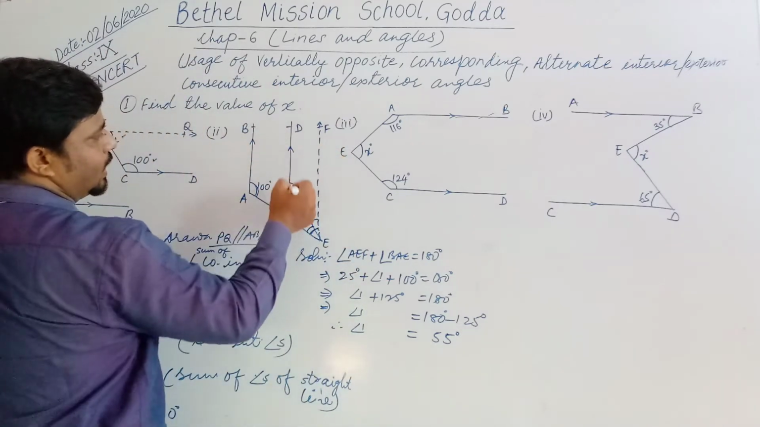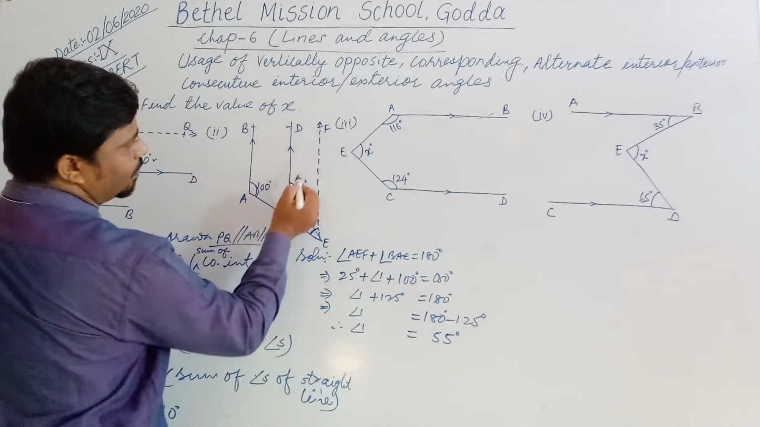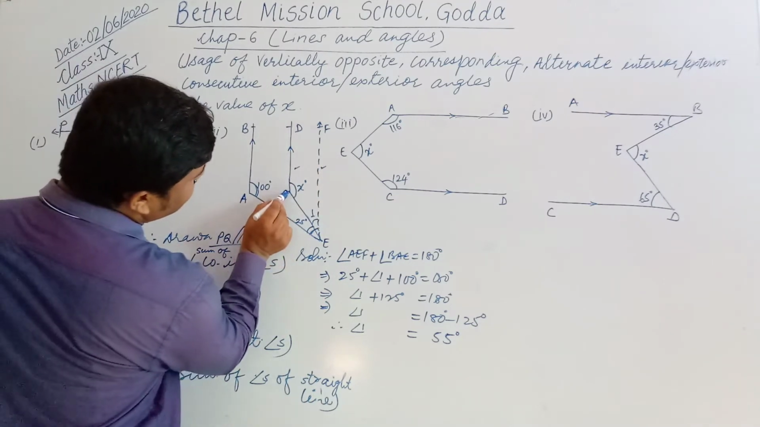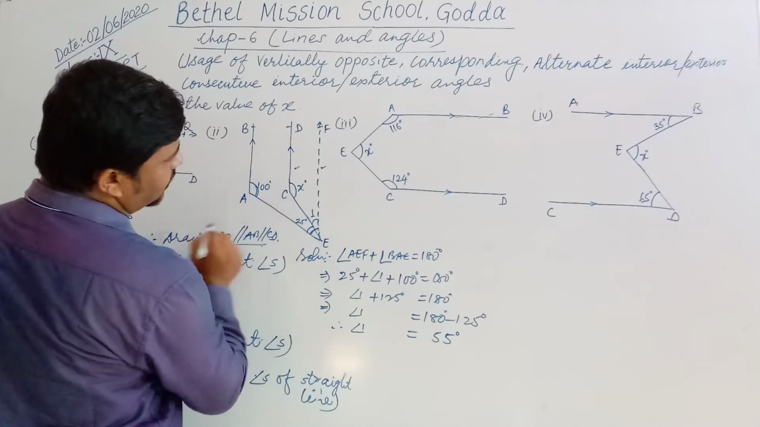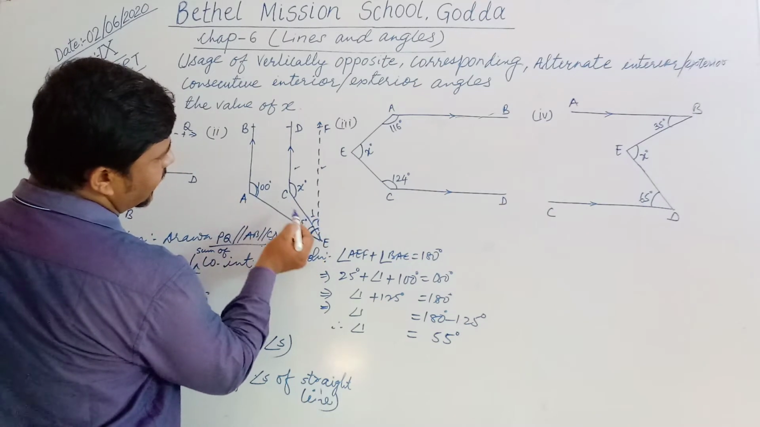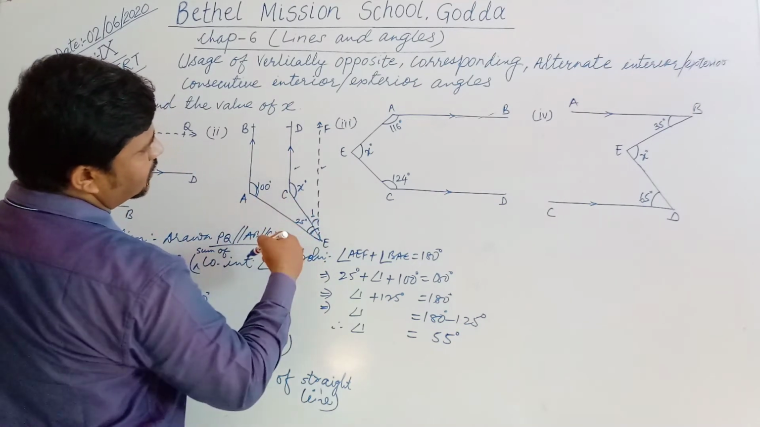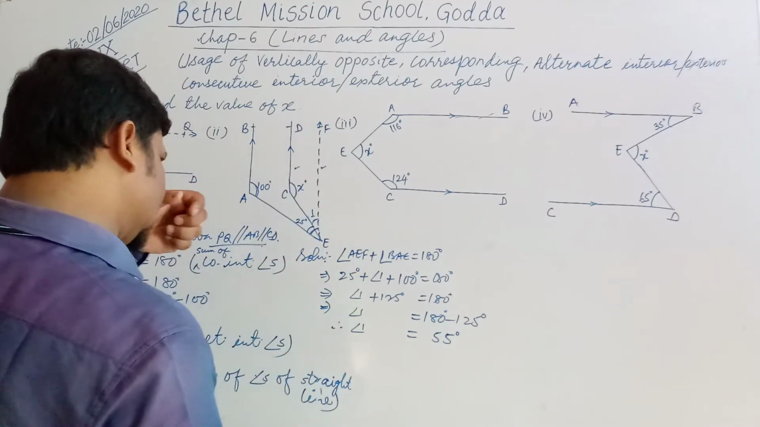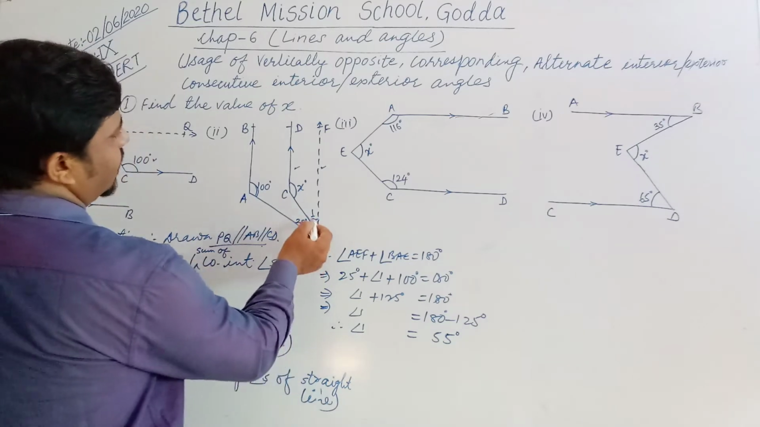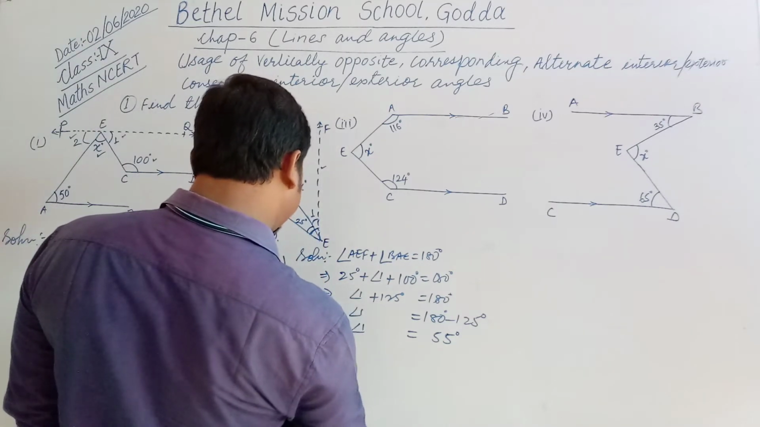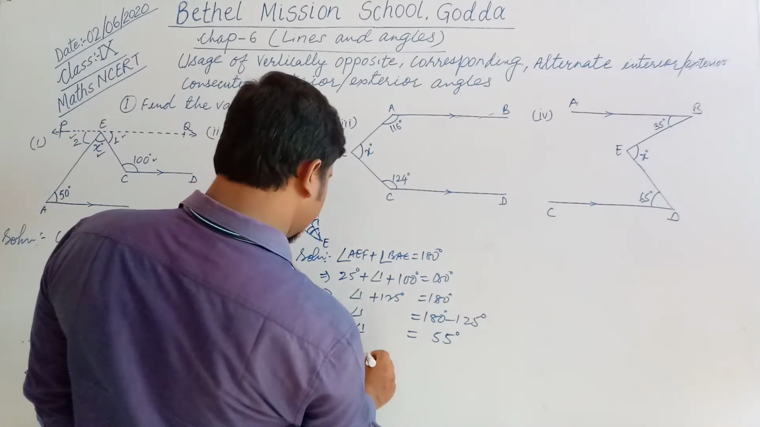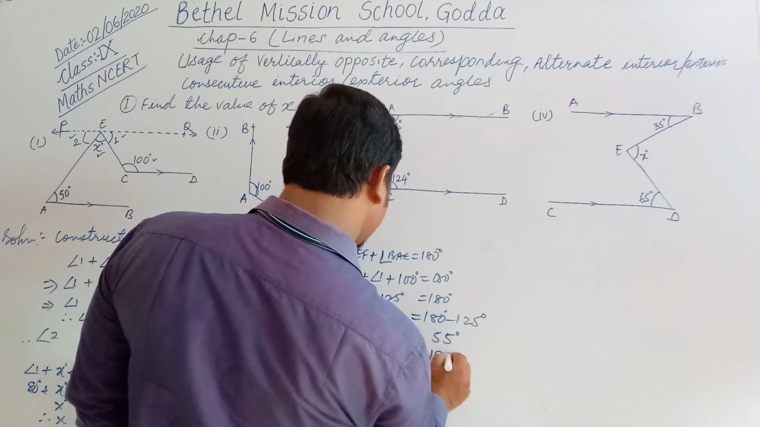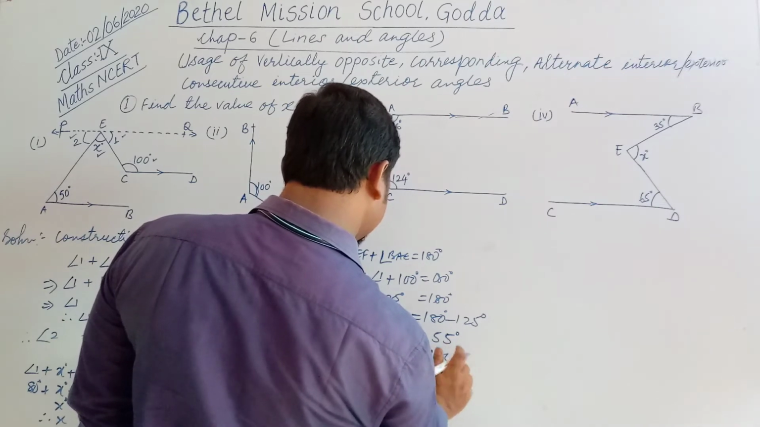Now CD and EF both are parallel to each other and CE is a transversal. Then what will be? This angle and this angle, they are on the same side of the transversal and they are interior to the parallel lines. So their sum is also 180 degrees. So again, angle 1 plus x degrees equal to 180 degrees.